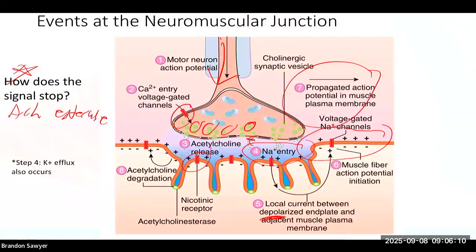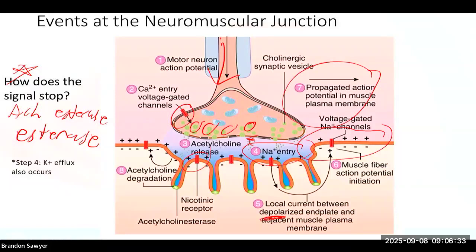Sorry, I could do better at spelling that. Let me try it again. Esterase. So acetylcholine esterase is an enzyme that just breaks down acetylcholine. So that's floating around in the synaptic cleft as well. So that's going to be breaking down the acetylcholine that's out there. And that will stop the signal if we're not continually releasing more, right?